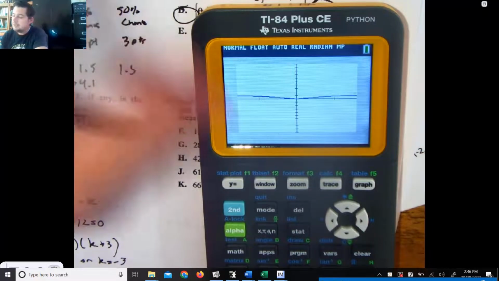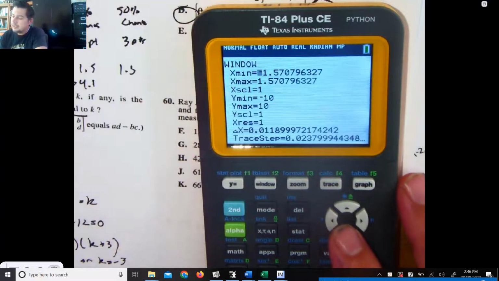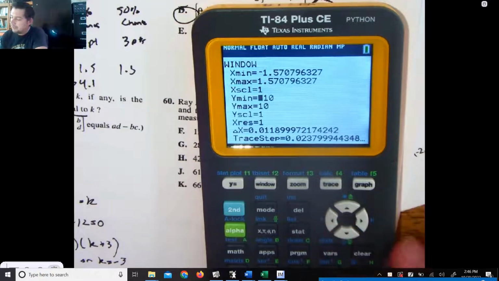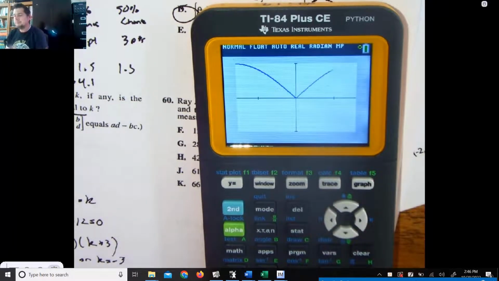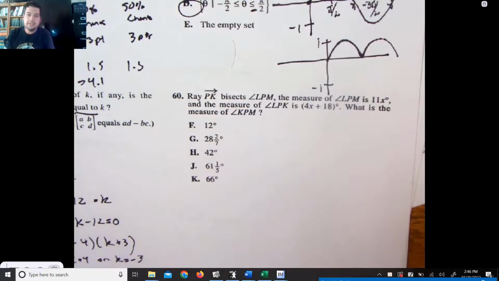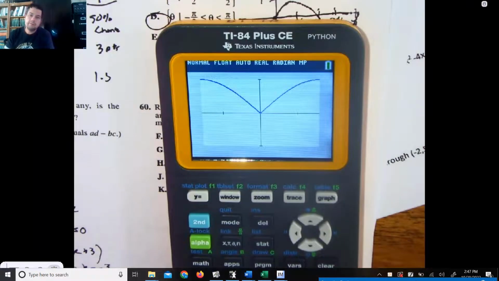Mine's not the same because of the y-axis. When I graphed mine, I had a y-min of -1 and a y-max of 1. And I think I actually went out from 0 to pi. But I was trying to show you what happens to the graph. It's always positive. So there you go.